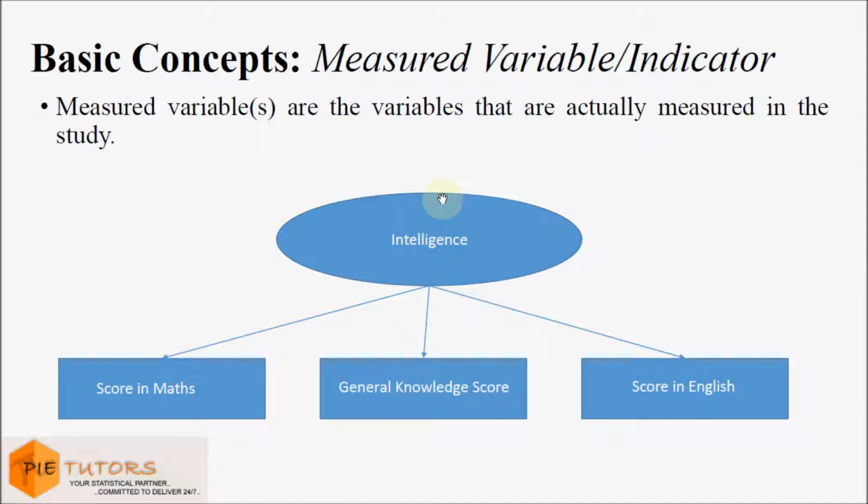Measured variables. Measured variables are the variables that are actually measured in a study. We can refer to them as indicators or observed variables. So for example, in a study related to students' intelligence, a questionnaire is used to measure variables such as students' math score, general knowledge score, and English score. These variables are observed variables or indicator variables. When we specify our structural equation model, we specify our observed variables using square brackets.